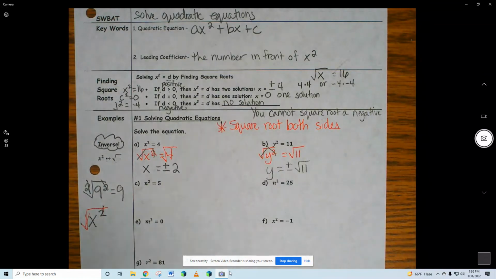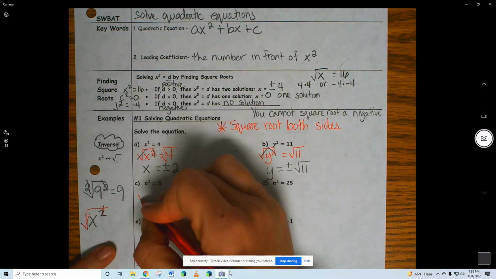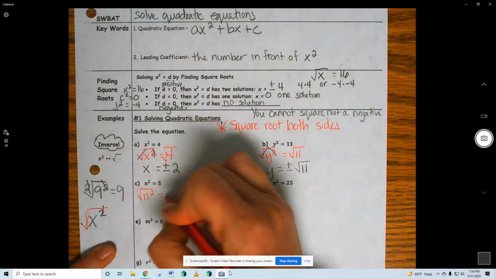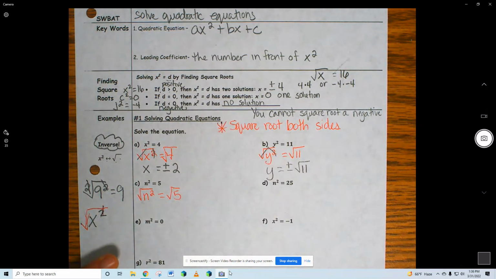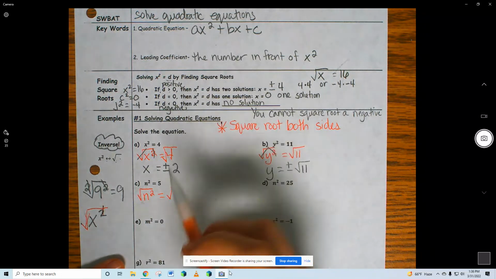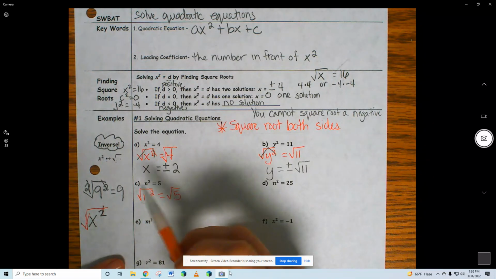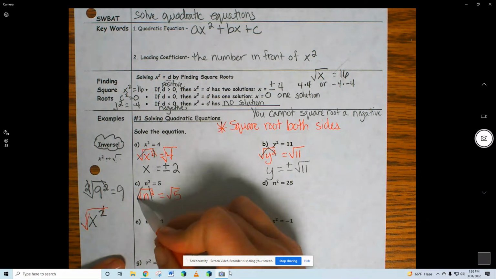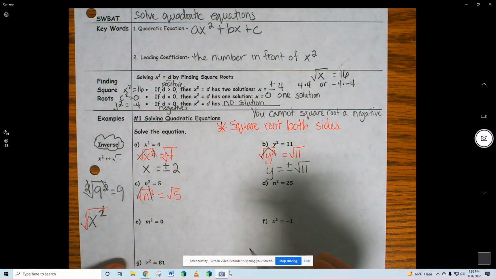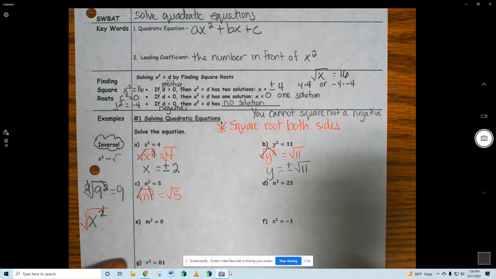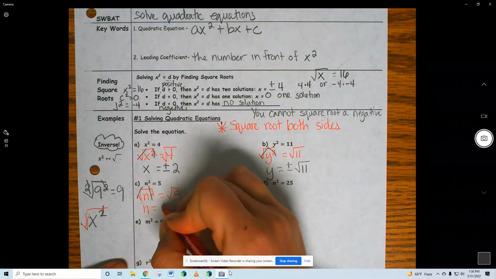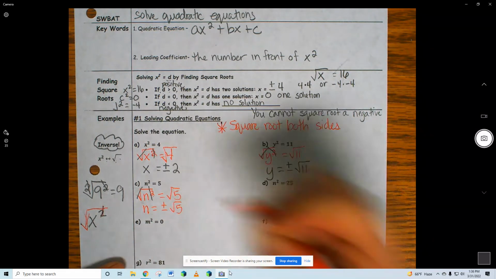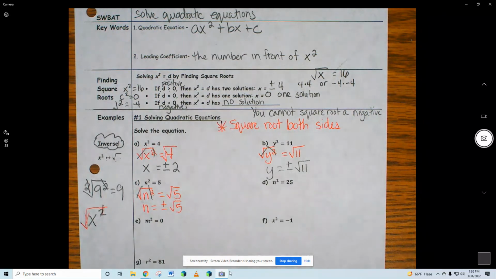N squared equals 5. Square root both sides. The square root of n squared, and then I square root 5. The square root and the 2 cancel each other out. N equals plus or minus the square root of 5. I can't break 5 down. You leave it, square root of 5.